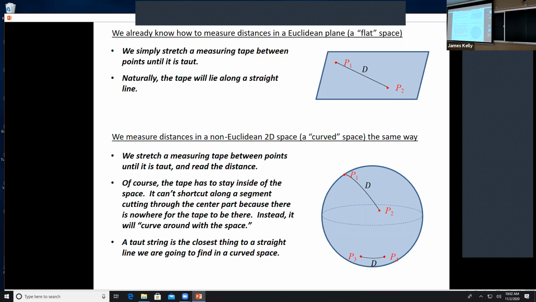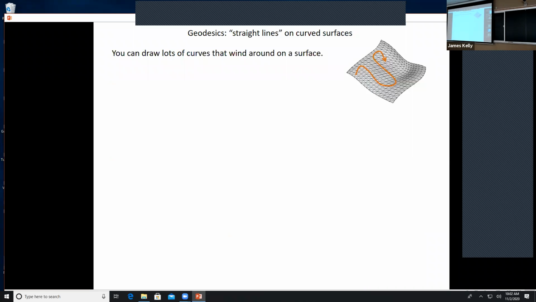Okay, so we could say a taut string is the closest thing to a straight line, but I'm going to make an argument that it actually is literally straight, even though it doesn't look straight to us. That's just an illusion, okay? These straight lines inside of a space, which is you take a string and you pull it as taut as it can get, those things are, in the context of geometry, called geodesics. A curve that goes inside a space is a geodesic. That's a straight line, okay?